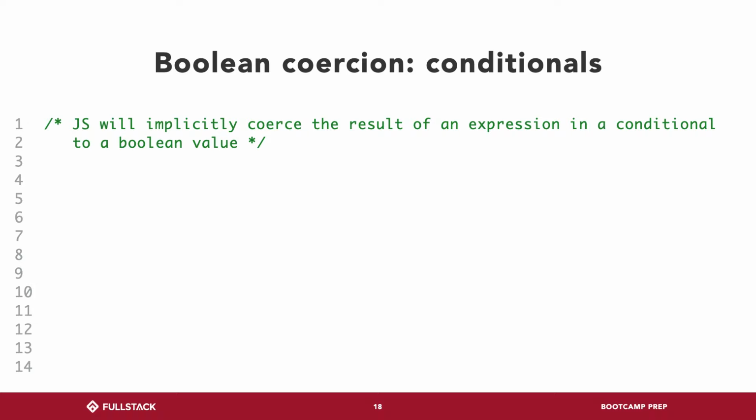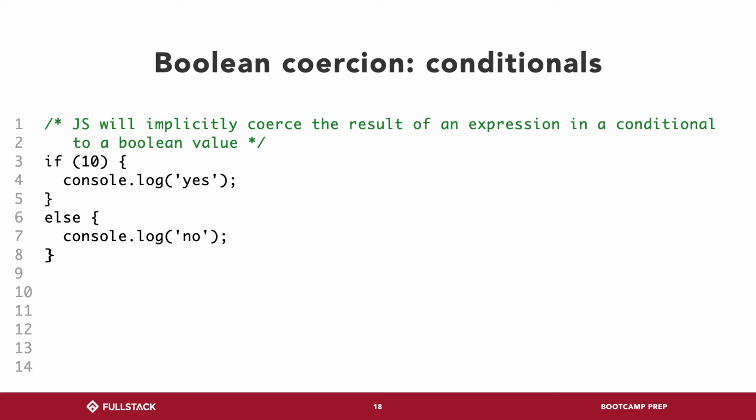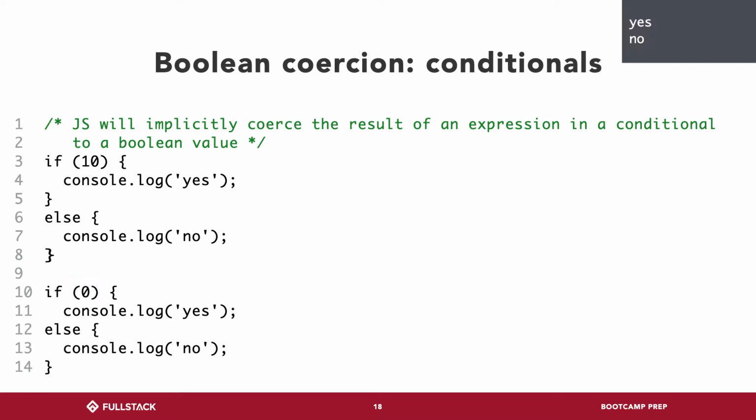You guys will understand this sooner or later, especially after the workshop. So yeah, it implicitly coerces this into a Boolean. So you get yes and no, because 10 coerced into a Boolean is true, but 0 coerced into a Boolean is false. So here we get the yes, and here we get the no.